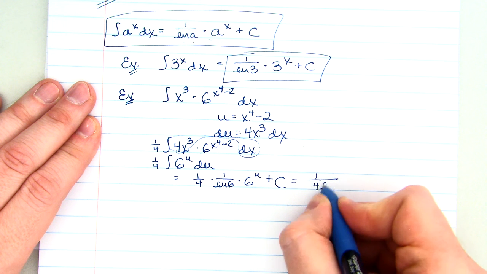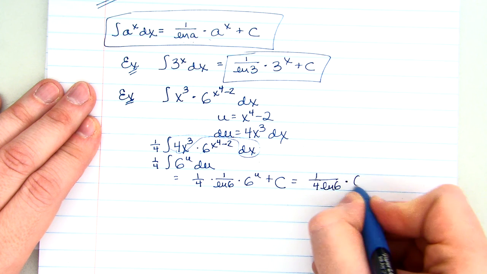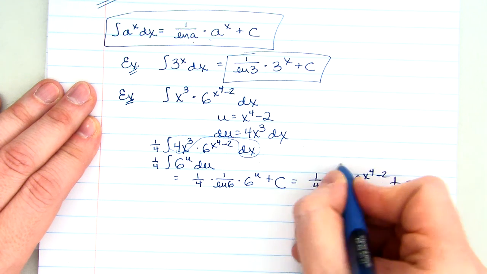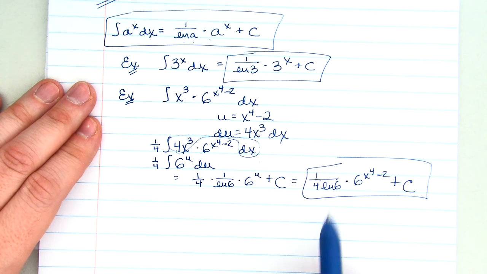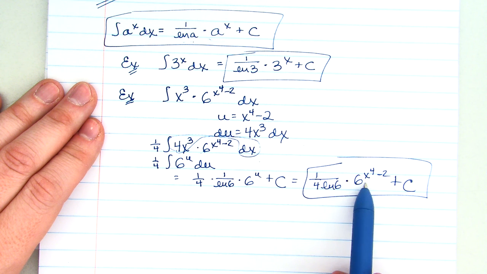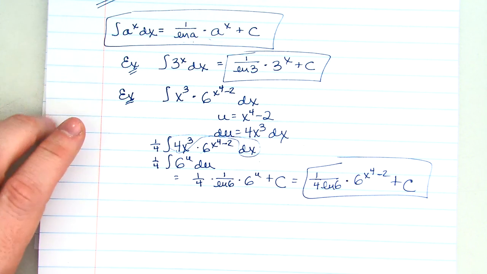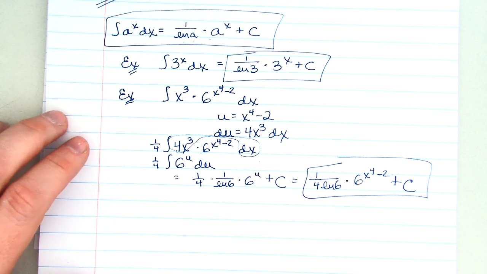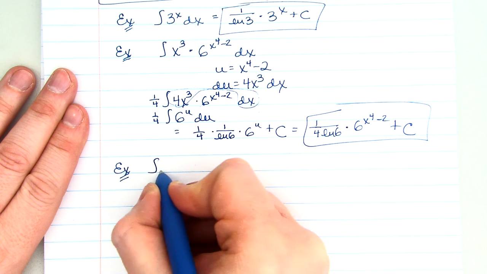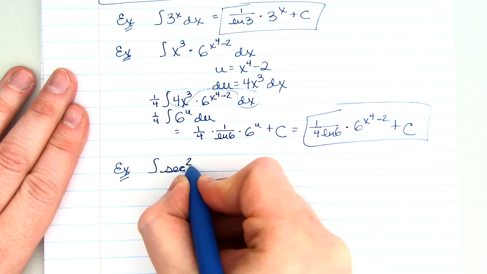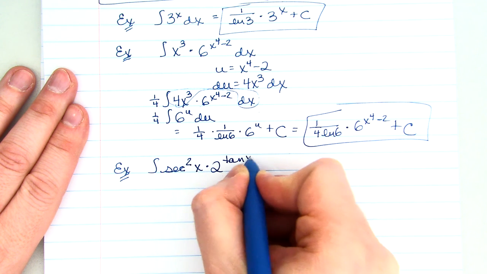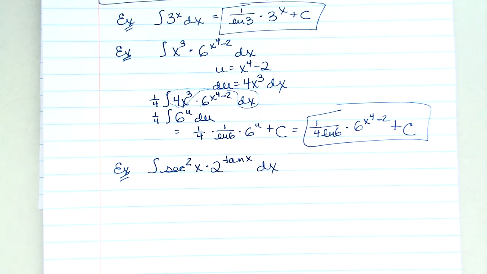Okay, let me put that in there. Guess I could have moved that up top, but whatever. Should look something like this. 1 over 4 natural log 6, sure, you can make the 4 a power if you want, times 6 raised to the x to the 4th minus 2. At the end, don't forget your constant. Last one that you're going to do. Go do it and send in the answer.